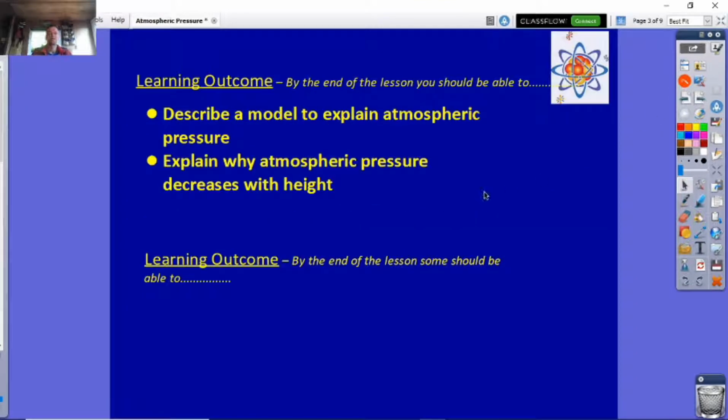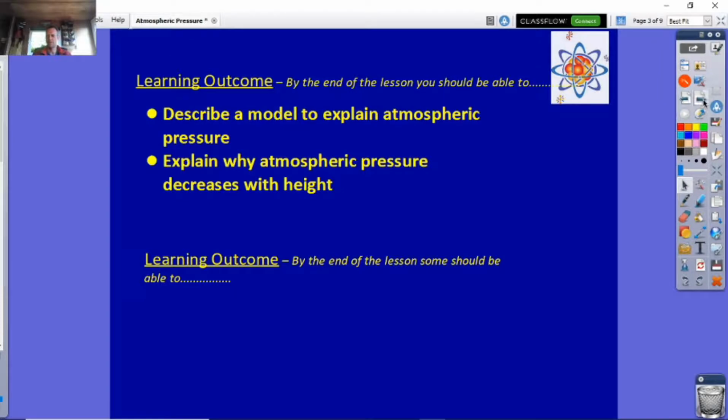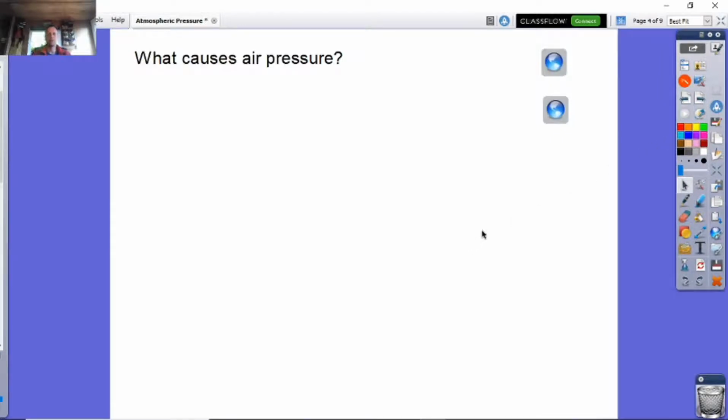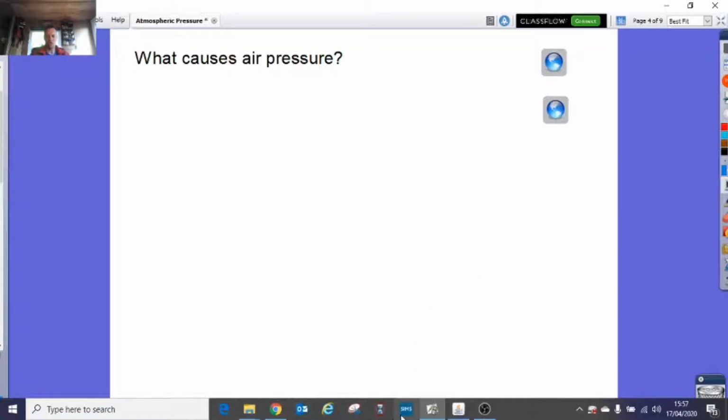What I hope you'll be able to do at the end of this lesson is describe a model to explain atmospheric pressure and explain why atmospheric pressure decreases with height. Now, in the previous part of GCSE physics, you may or may not have tackled pressure and seen a pressure equation that pressure times volume equals a constant. So some of this may not be brand new to you, but it's a good opportunity to recap.